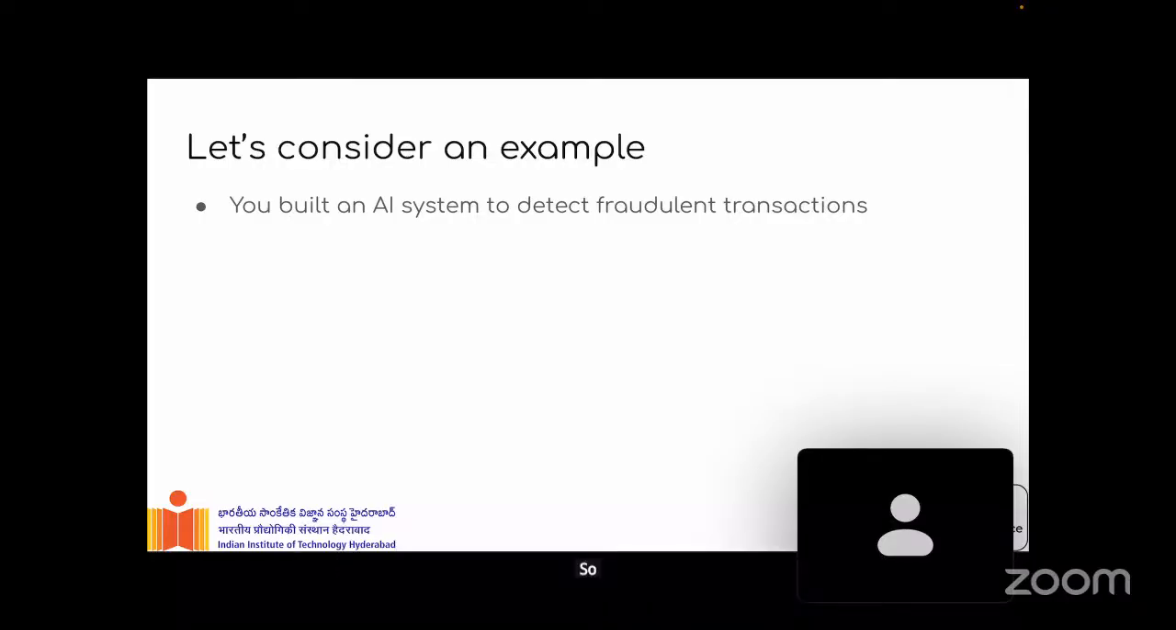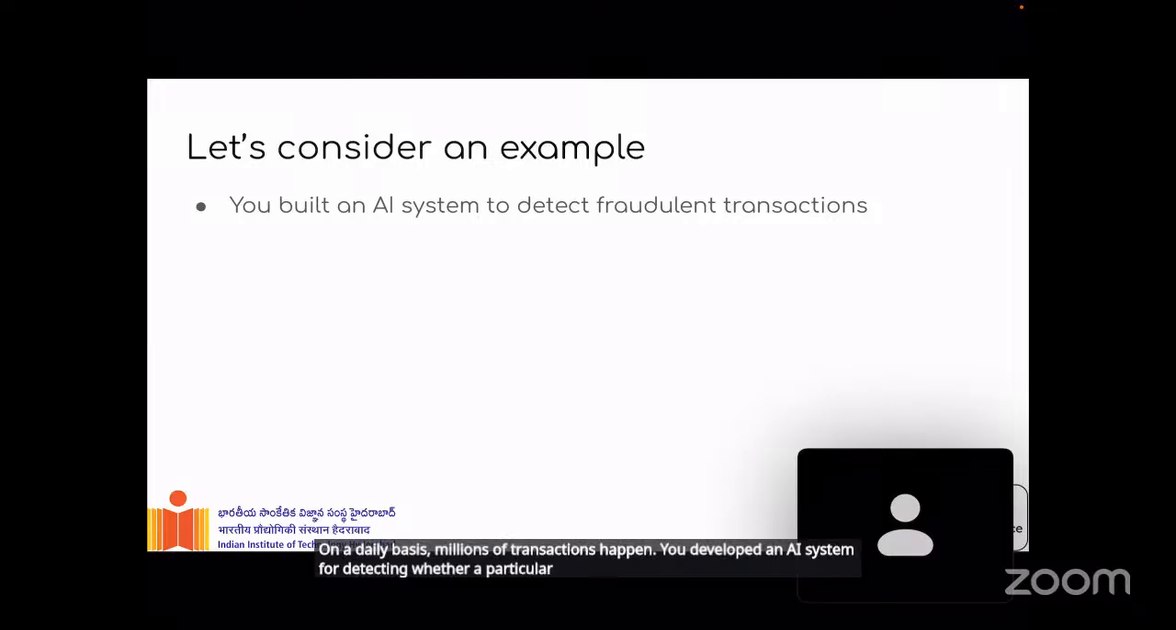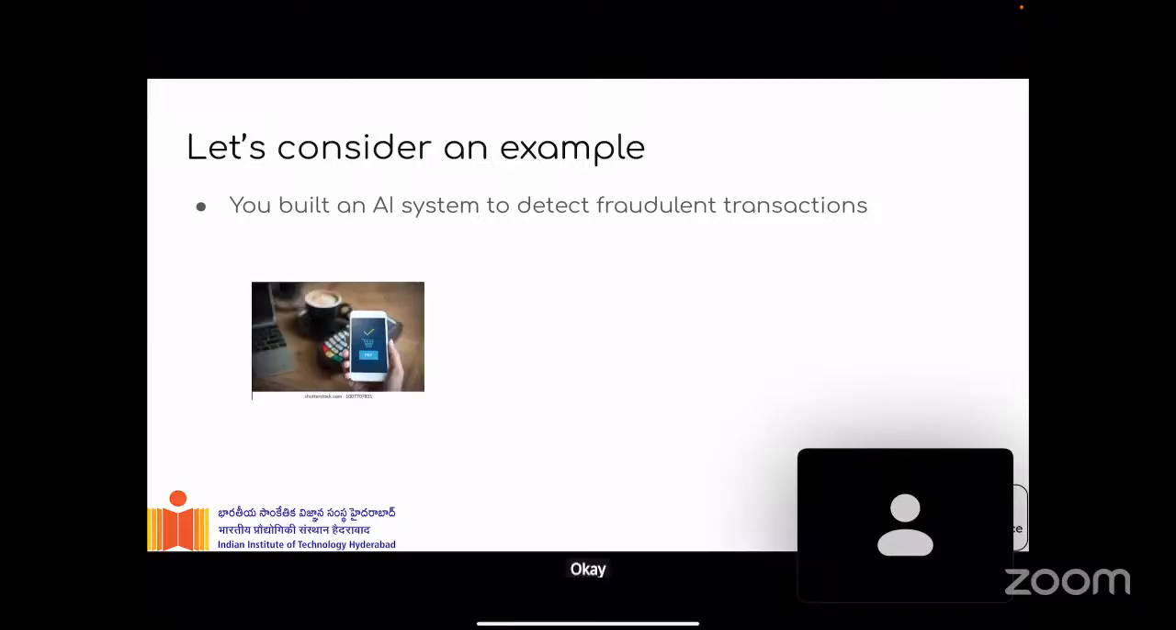So millions of transactions, UPI transactions happen all over the country. On a daily basis, millions of transactions happen. You developed an AI system for detecting whether a particular transaction is fraudulent. Okay, let's say this is what is happening.